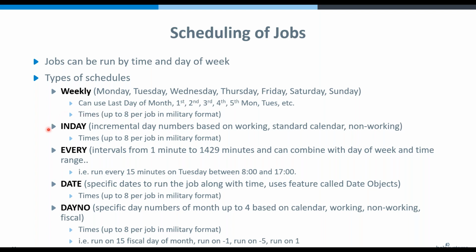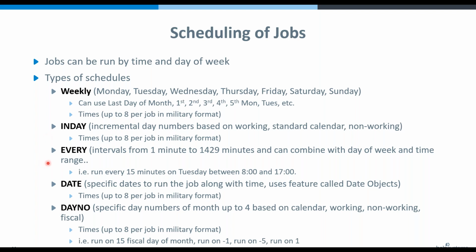We can do incremental scheduling where we can say run something every so many days based on working, standard, or non-working calendars. So calendaring comes into play. We'll talk about that in a bit. As you create a job, every job you create could have a calendar. Now, most customers don't do that. They usually have 1 or 2 calendars at most, a standard calendar and a fiscal holiday-based calendar.